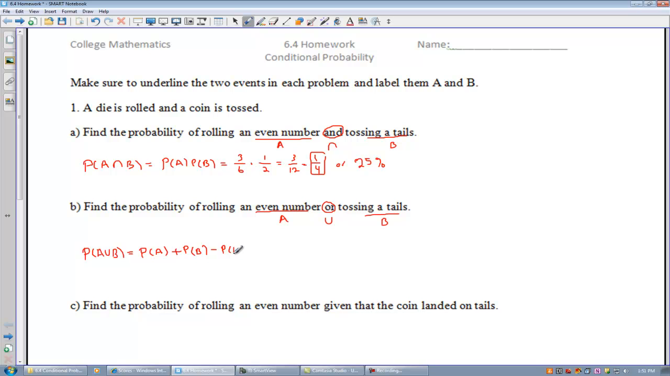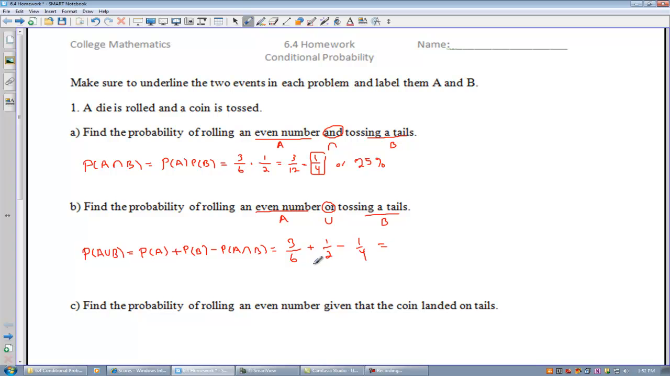So probability of A intersect B, which is equal to, so the probability of A, so probability of rolling an even number, right? There are 3 even numbers again, 2, 4, and 6, divided by 6 possible outcomes, plus now we're tossing a coin, so the probability of tossing tails is 1/2, minus the probability of rolling an even number and tossing tails, which we found above here, which was 1/4.